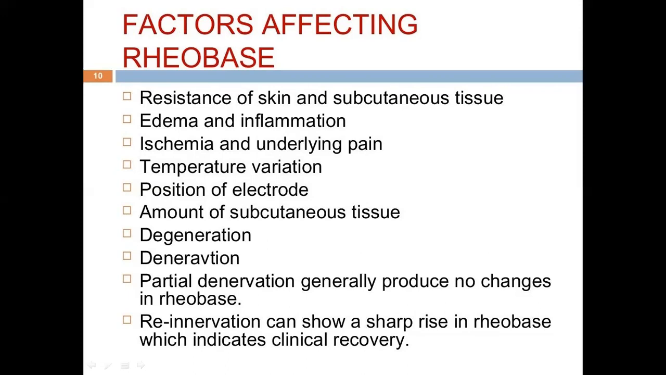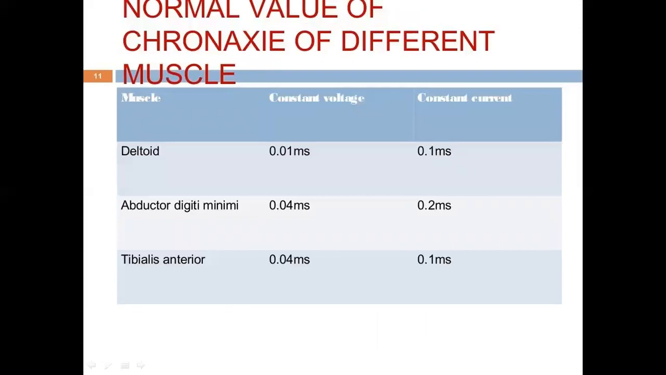We'll move further to the normal value of chronaxy of different muscles. Muscle group deltoid has a constant voltage of 0.01 millisecond and constant current of 0.1 milliseconds. In adductor digiti minimi, the constant voltage is 0.04 ms and the constant current is 0.2. In tibialis anterior, the constant voltage is 0.04 ms and the constant current is 0.01 millisecond.